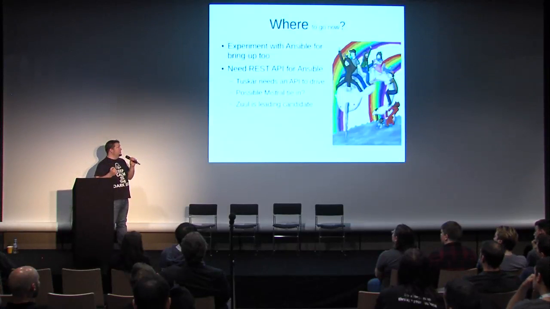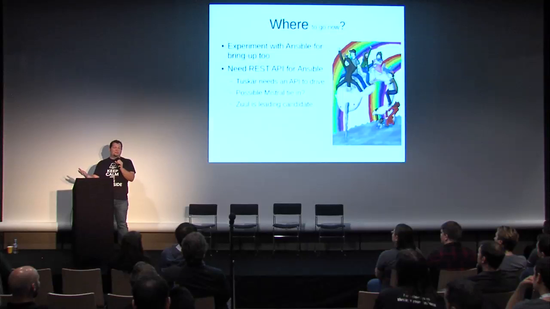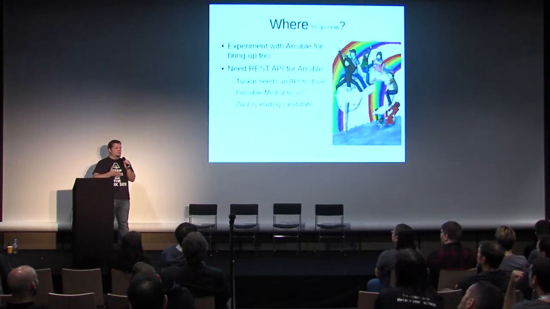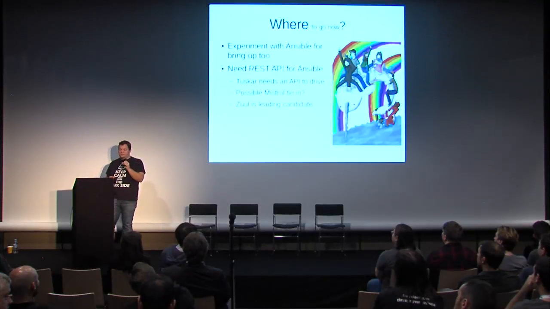There's other things that we've been thinking about. We don't have a REST API for Ansible. That's one real difficult thing. So Tuskar in TripleO is a UI for it, and we need one, so we're trying to build a REST API. That's all I have.